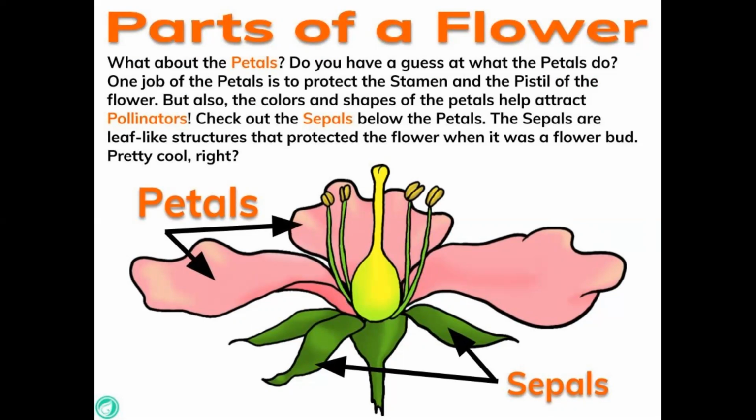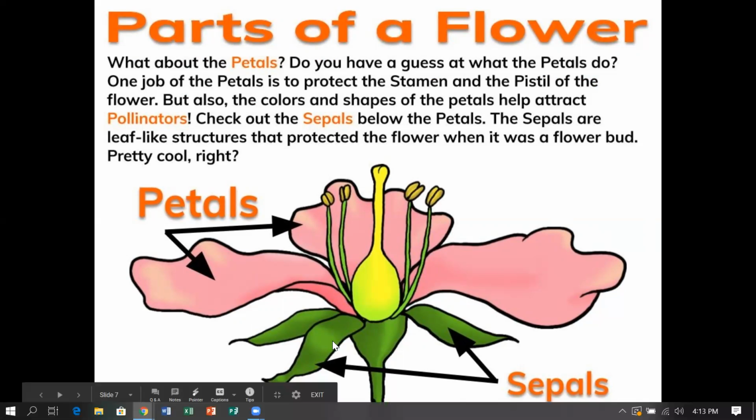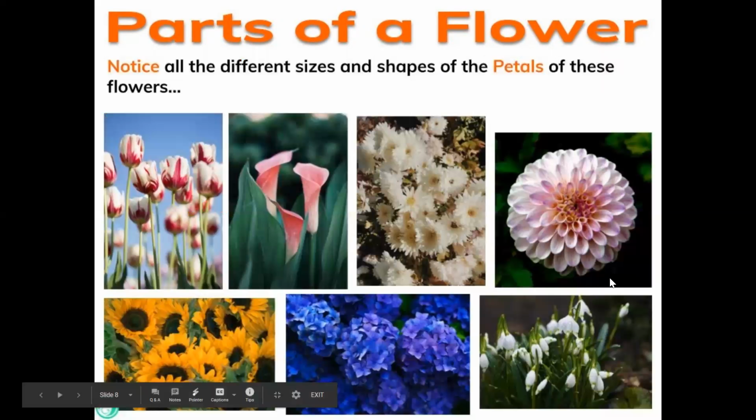Check out the sepals below the petals. The sepals are leaf-like structures that protect the flower when it was a flower bud. Pretty cool, huh? So these little sepals here were actually wrapped up and kind of protecting the flower bud before it bloomed. And then once it bloomed, they opened up. So notice we have lots of different sizes and shapes of petals in our flowers, with our tulips and the mums and the sunflowers. There's all sorts of different shapes of petals on our flowers.